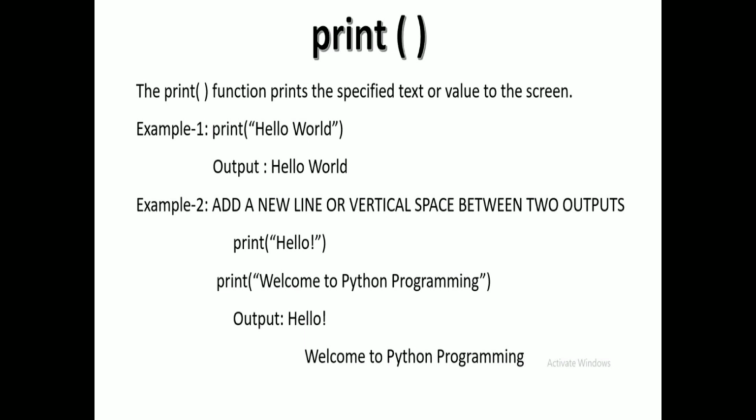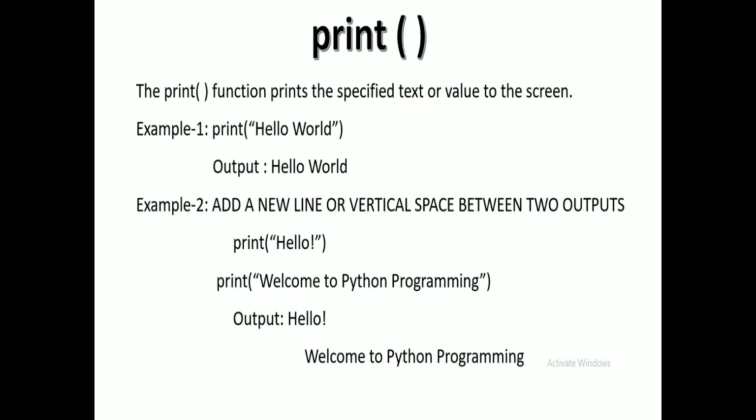Next one, usage of print statement in a program. Usage of print statement in Python. You can see here the print function, that prints the specified text or value on the screen. These are the different examples. First example, second example, you can see here print hello world. Hello world will display the output in a single line. Print open bracket, next one hello world. Hello world will display the output in a single line.